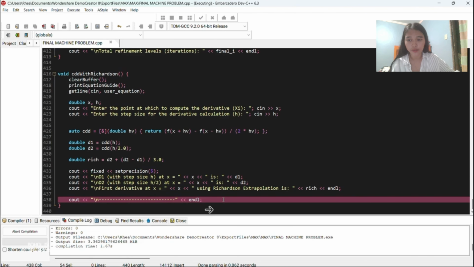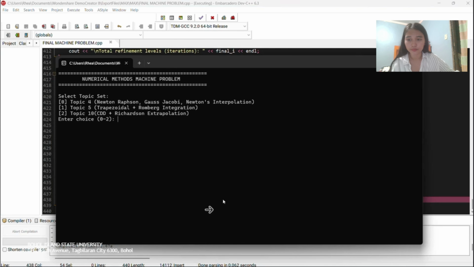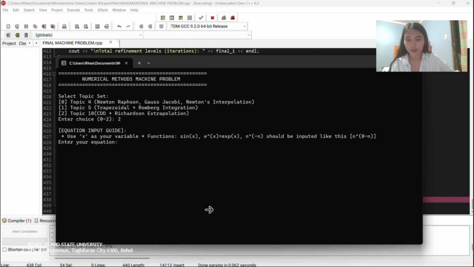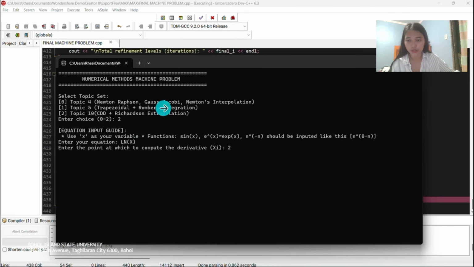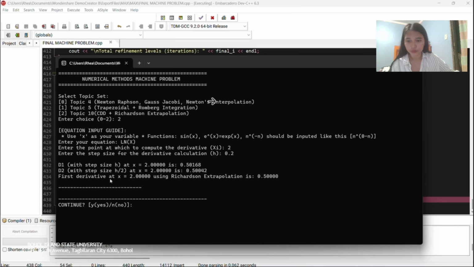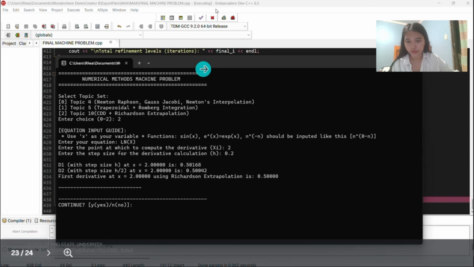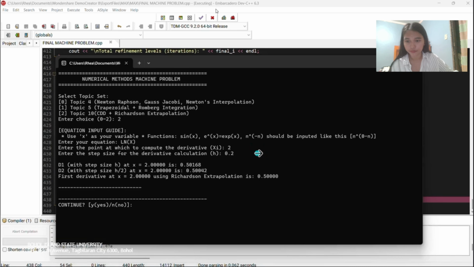Okay, let's try. Okay. So 2 for the topic 10, or the Richardson extrapolation. Let's put the value or the equation. As you can see, this is the answer. Using Richardson extrapolation is 0.5 for ln x.